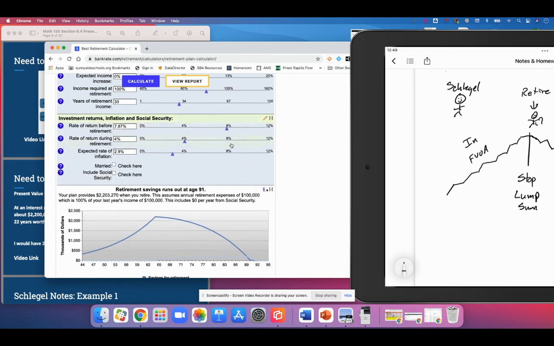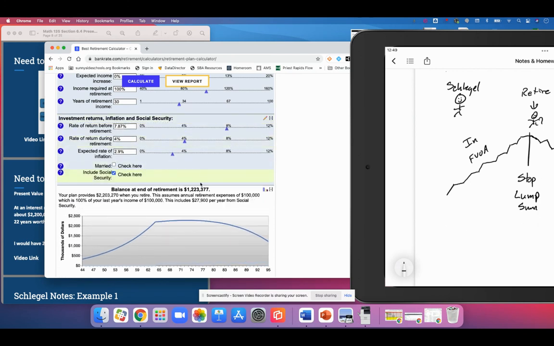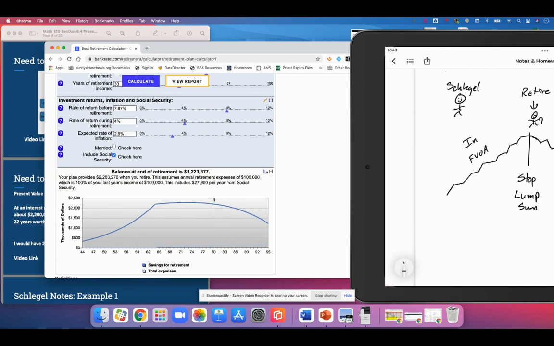Just for purposes of being interested, I'm going to click Include Social Security. And if I do that, everyone, it looks like I'll be able to take out $100,000 a year. And if I was to die at 95, there would still be $1.2 million in the account. That is pretty awesome.